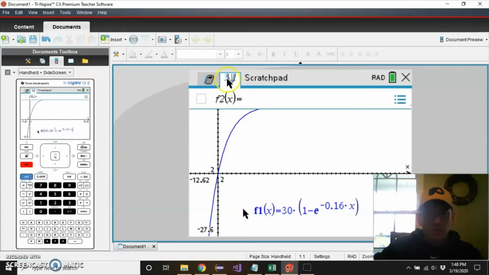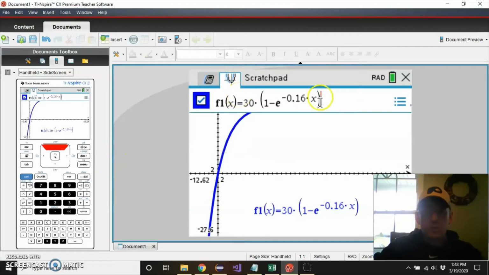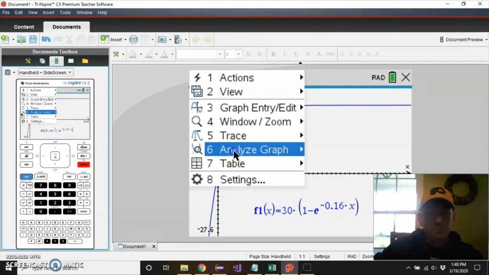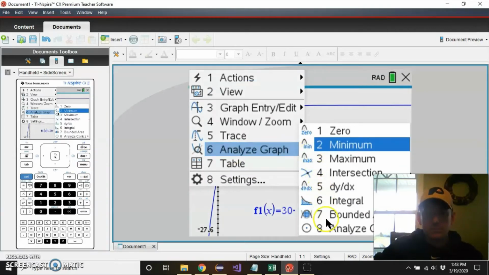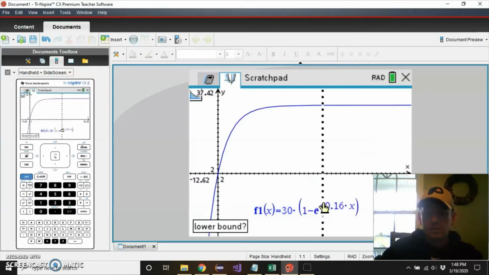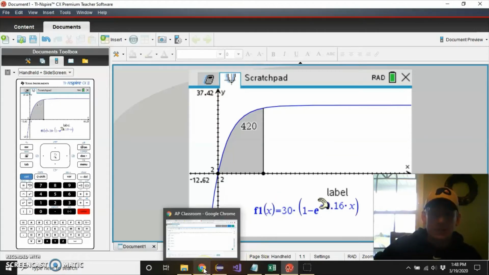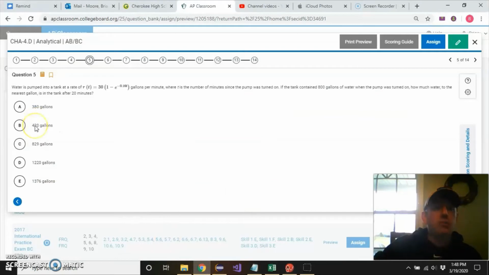I already graphed our function here. This is the rate function, and we are going to integrate that thing from 0 to 20. Great. 0 to 20. There we go. 420. And I'm guessing that's an answer. 420 is a good wrong answer.